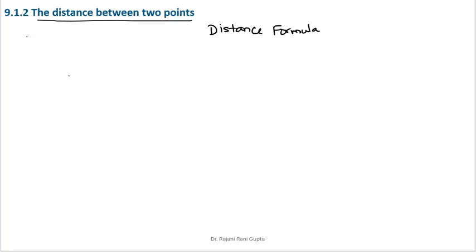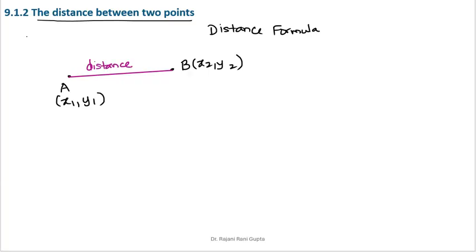Suppose you are given a point A with the coordinates x1, y1 and a point B with the coordinates x2, y2. You want to know how far point A is from point B. This is what we call distance. To find this value, we use the distance formula. Let's denote the distance by d.